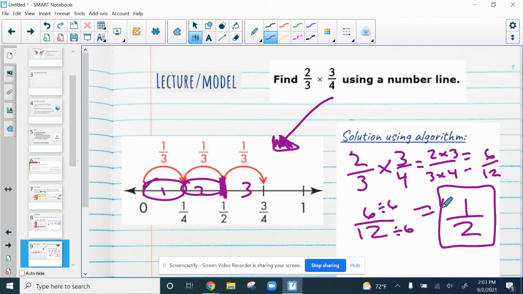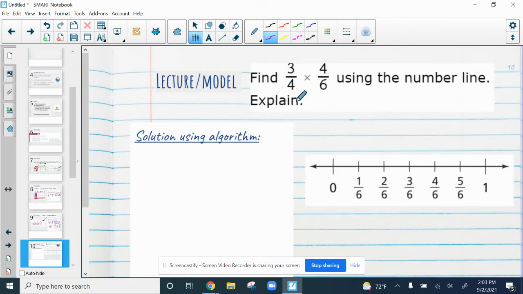All right, let's move along. All right, 3/4 times 4/6. Again, I have this broken up into 6, and I'm going to circle 4 of them because I have 4/6. 1, 2, 3, 4 pieces. Now, 3 out of those 4 pieces for the 3/4. And that brings us to 3/6.